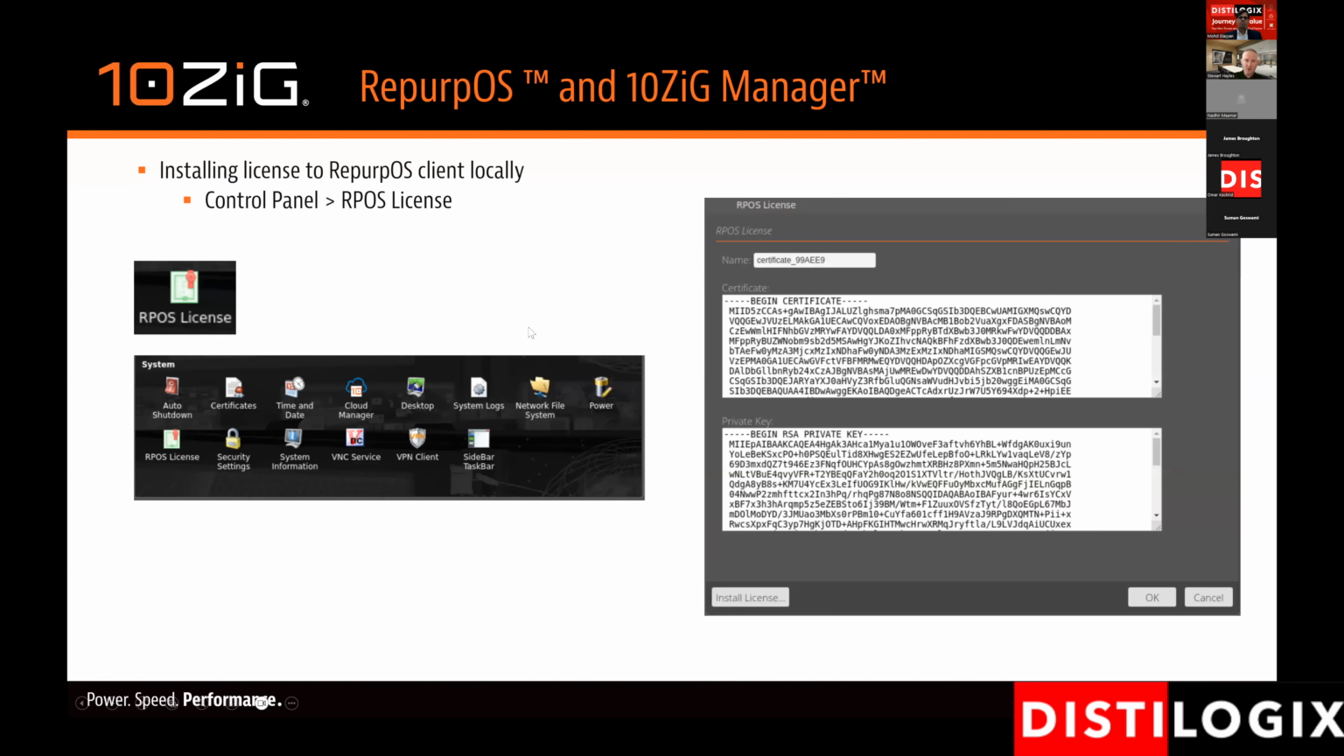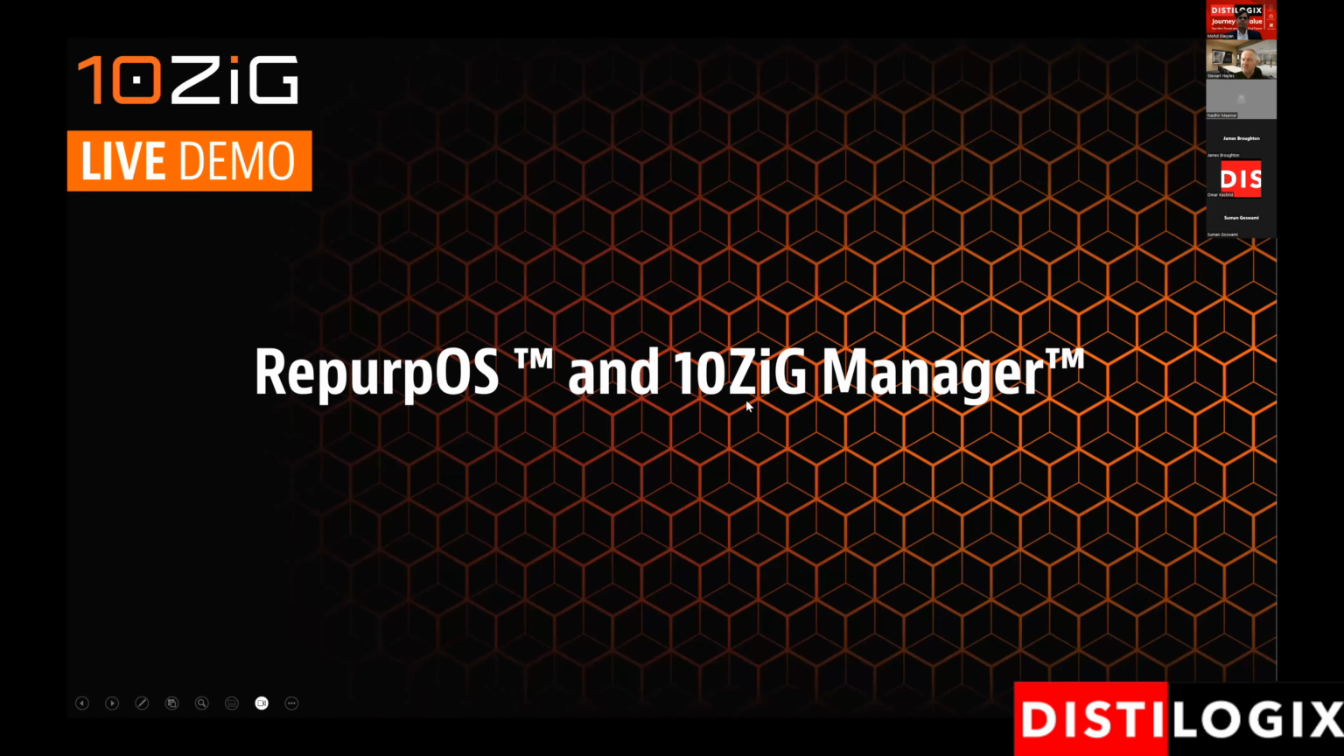Once that is done, or as an alternative method, you can also from the control panel go into the RepurpOS license applet, and if there is a license installed, you will see that within here. But again, if you wanted to, you can install the license using this button down here as well. So any questions on any of that so far, or shall I jump into the demo just to give you an example of using Repurpose and the 10ZiG manager?